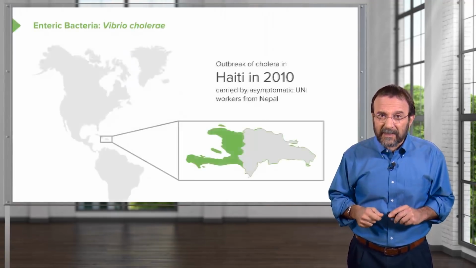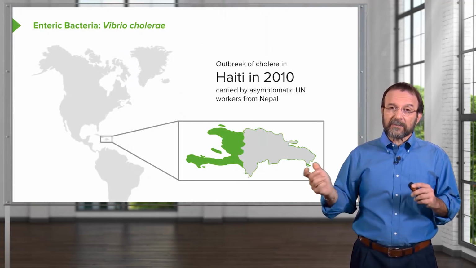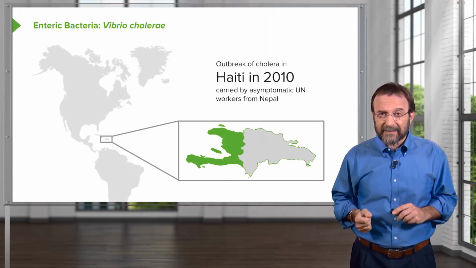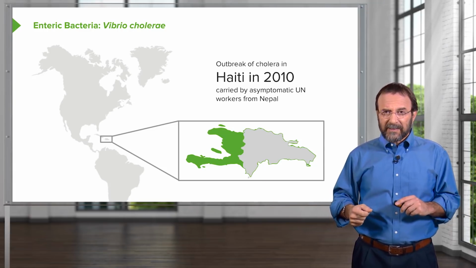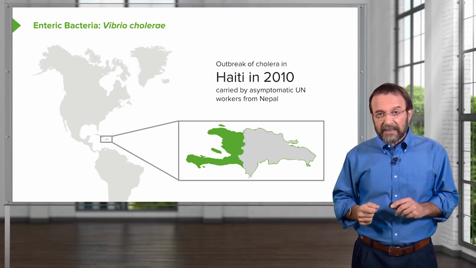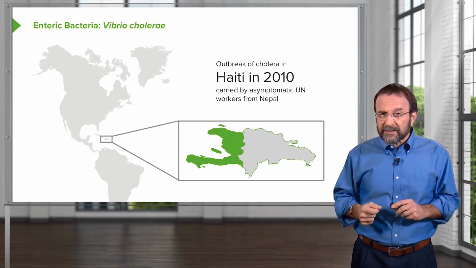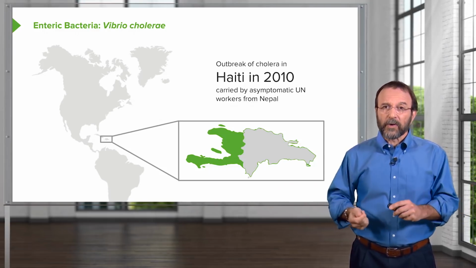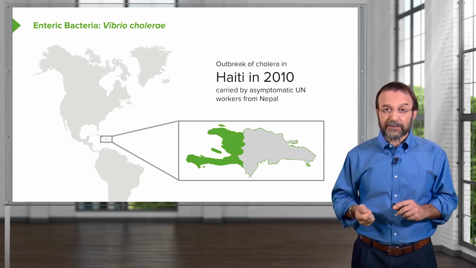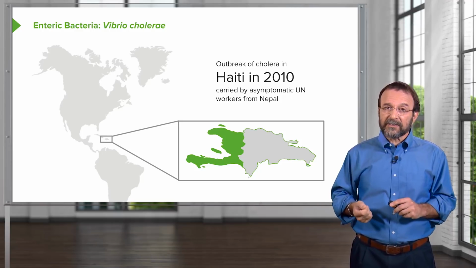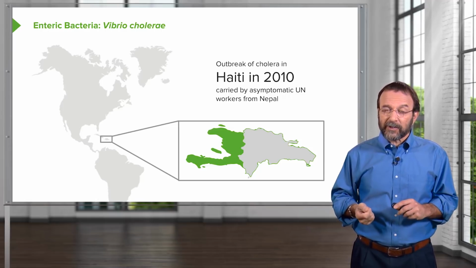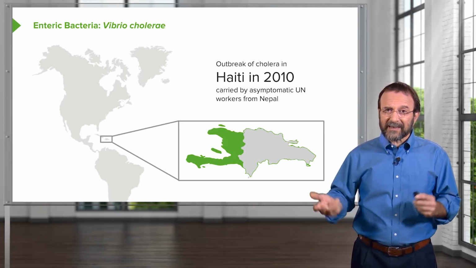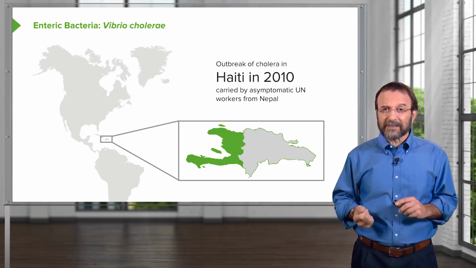This is exactly what happened in 2010. You may remember there was a big earthquake in Haiti. The earthquake wrecked the sewage system, and so it wrecked many things, of course. And the United Nations decided to bring in workers from other countries to help out, which was a good thing. They brought in some workers from Nepal. It turns out these workers, or a good fraction of them, had asymptomatic cholera. They were shedding cholera in their feces.